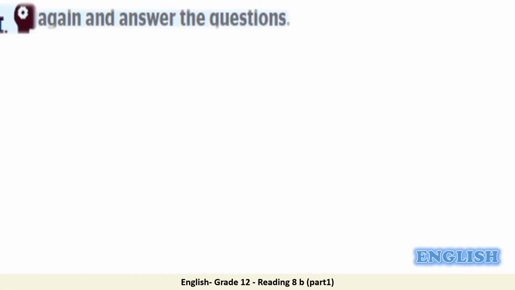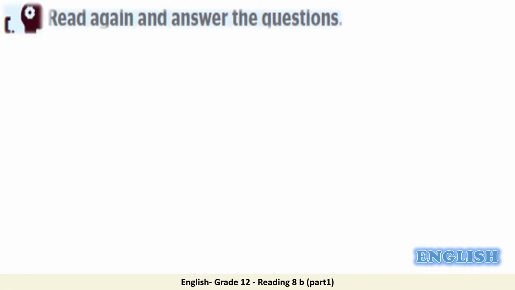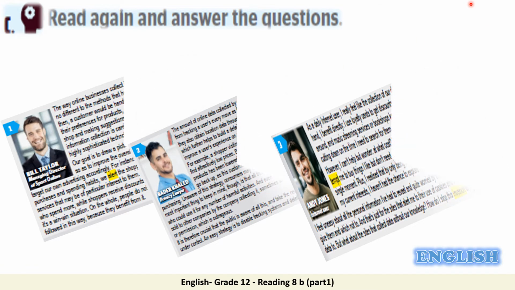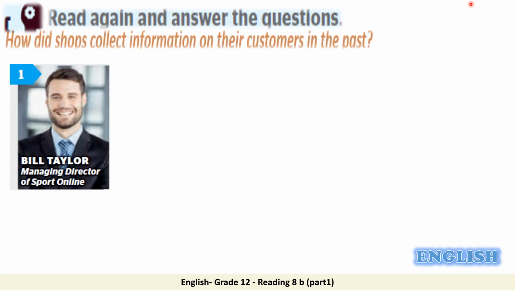My dear students, it's time for our second objective to achieve. With activity C that says, read again through the same texts and answer some relevant questions. Here is the first question. It says, how did shops collect information on their customers in the past? Of course, you need to pause the video and start reading.